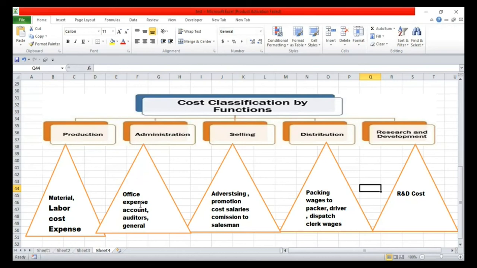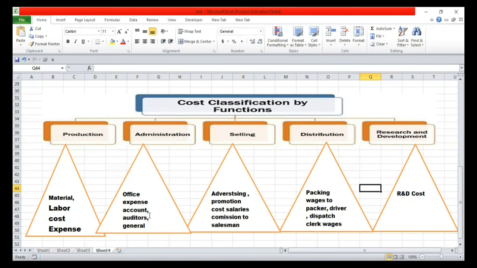So what is actually administration cost? Administration cost is an indirect cost which we incur during different administration tasks, and these tasks include office work and preparing different files and statements which are prepared by auditors and accountants. So these are the different costs which we incur during the administration process and administration work.